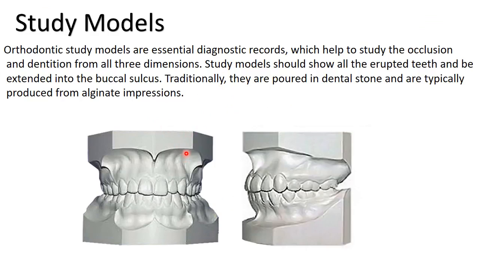Orthodontic study models are essential diagnostic records which help to study the occlusion and the dentition from all three dimensions. Study models should show all the erupted teeth and be extended to the buccal sulcus, and traditionally they are poured in dental stones, typically produced from alginate impressions. You can see here the study models from the front and the side view.